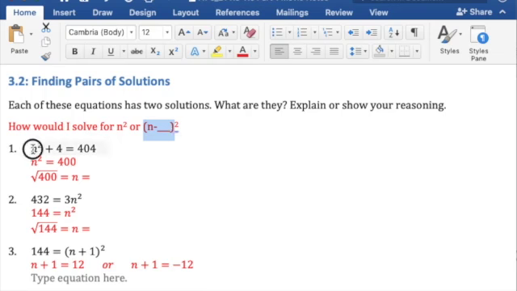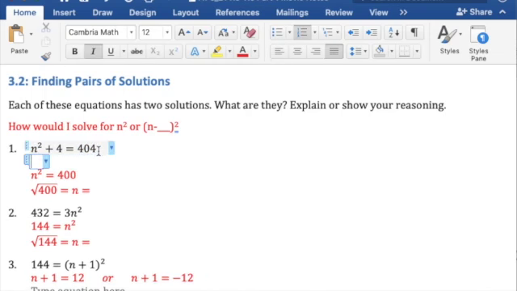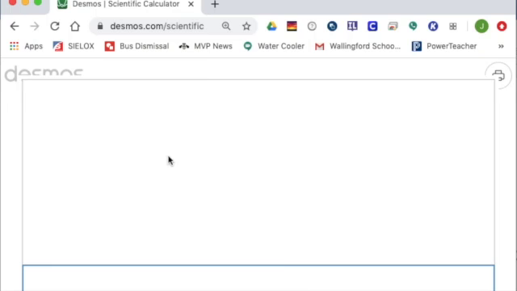So the first one, n squared plus 4 equals 404. So we can solve that. Hopefully we all are familiar by subtracting 4 from each side of my equation. And that gets us n squared equals 400. And then I know you're thinking, I don't know what multiplies by itself to get me 400. And I don't know what the square root of 400 is. But luckily, we have a wonderful friend called Desmos who can help us. Square root of 400 gets us 20.